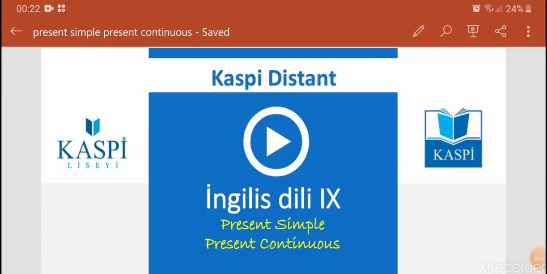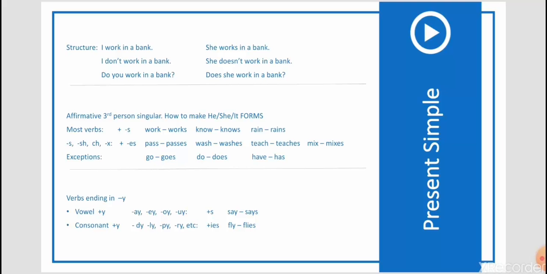Everybody, today we're going to talk about present simple and present continuous tense forms. So first, let's talk about the structure of present simple tense form.